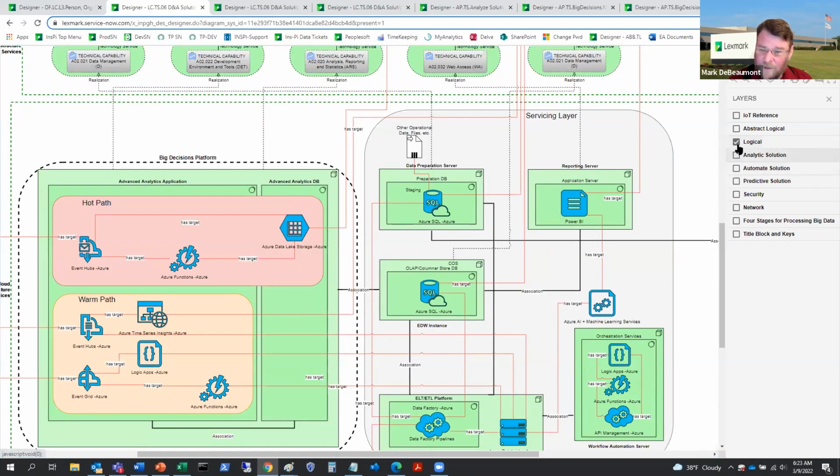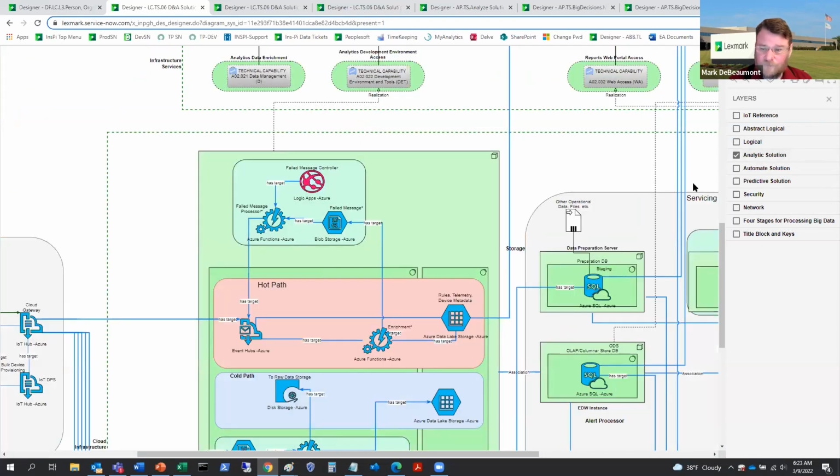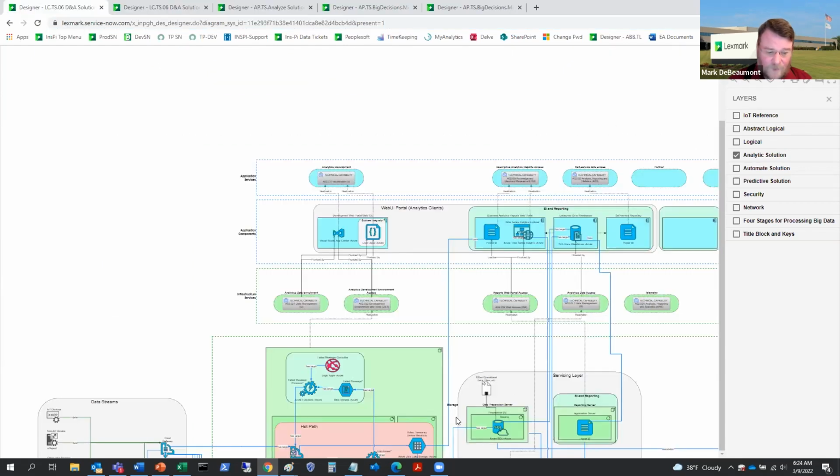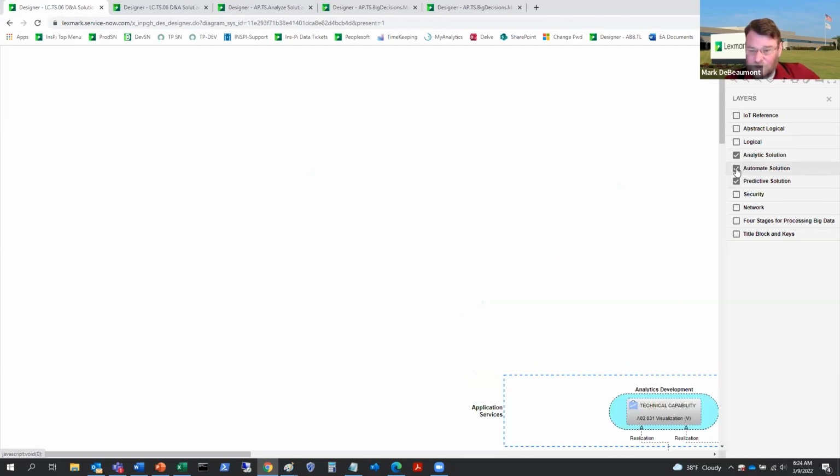We then come in and look at what's the actual solution look like. So let me push this out a little bit. Okay. Our intent was to show that we have different components in our solution specific around those strategy objectives. So one's an analytic solution, one is a predictive solution, and one is an automate solution.